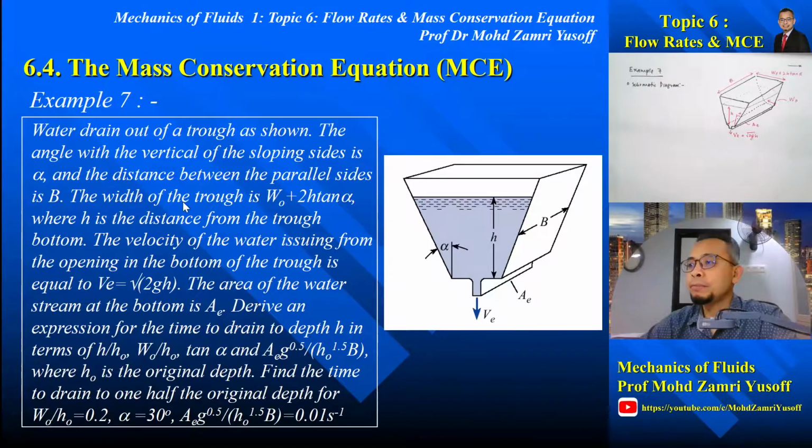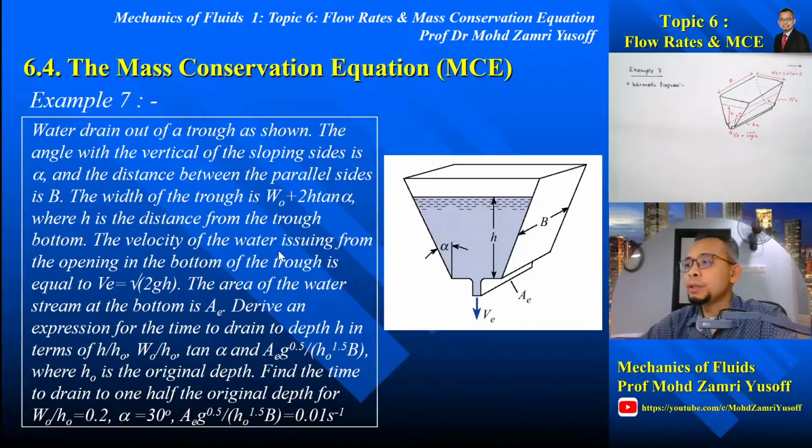The width of the trough is W0 plus 2h tangent alpha. W0 is this distance here, so this distance here will be W0 plus h tangent alpha and h tangent alpha. So it's W0 plus 2h tangent alpha, where h is the distance from the trough bottom.